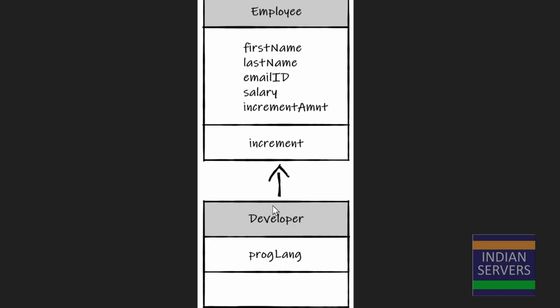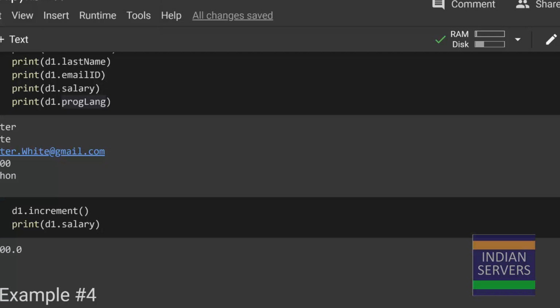What I'm doing here is that the class developer is inheriting the first name, last name, email ID, salary, increment amount properties, and the increment method into its own, so that it can make use of all these properties and methods as if they were its own. Instead of coding all of these things into developer one more time, I can simply inherit them, add the few changes that I need to make in developer, and I'm done. I don't need to code all of those properties and methods again. I can simply reuse the code by inheriting the employee class. Now let's see the syntax for doing so.